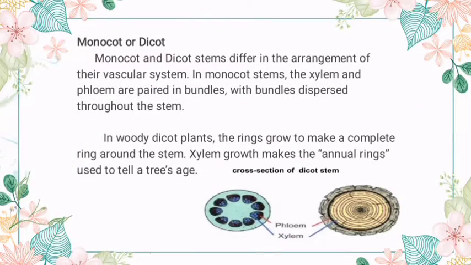Monocot or dicot. Monocot and dicot stems differ in the arrangement of their vascular system. In monocot stems, the xylem and the phloem are paired in bundles, with bundles dispersed throughout the stem. In woody dicot plants, the rings grow to make a complete ring around the stem. Xylem growth makes the annual rings used to tell a tree's age.